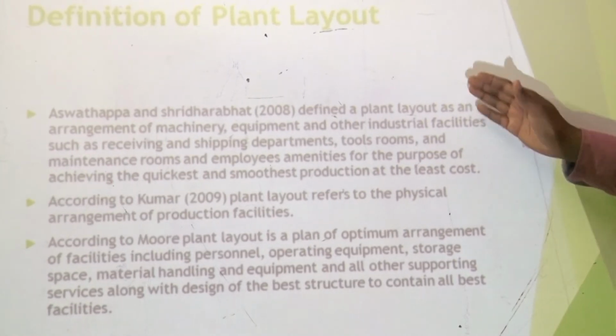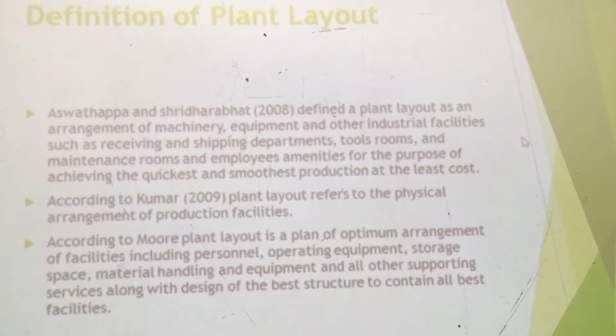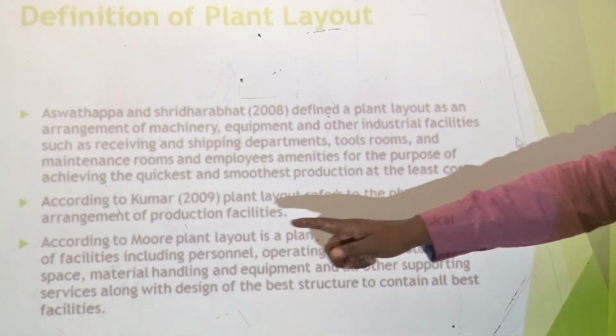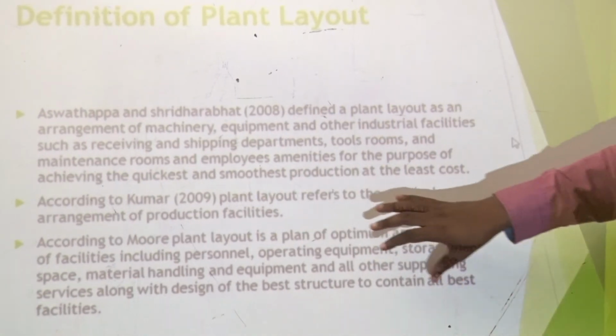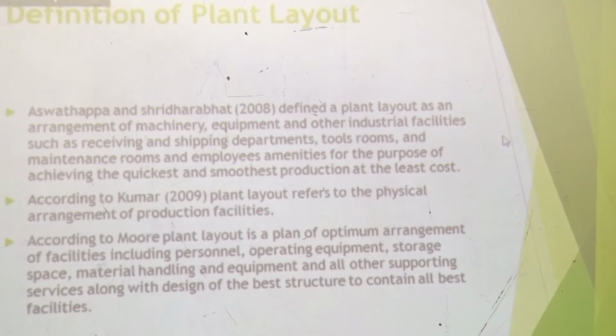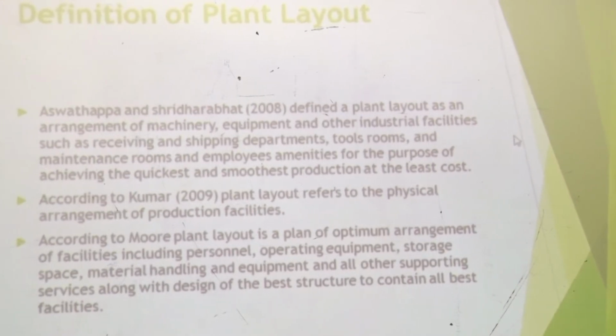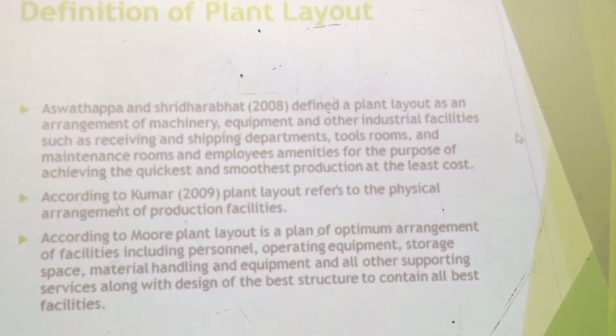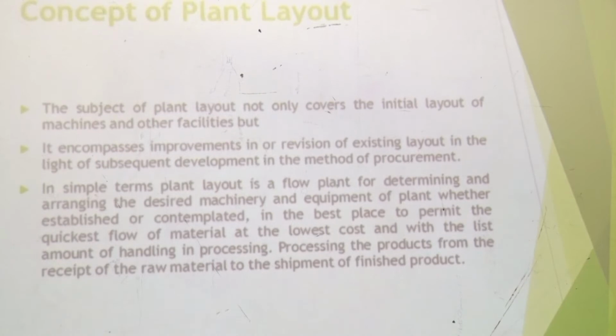So as you can see in all these three definitions, there are keywords there. The first keyword is the arrangement. What are you arranging? You are arranging the various facilities. And any organization that is in operation must have those facilities in place. And to ensure smooth flow of the facilities, it must ensure the arrangement is taken care of.